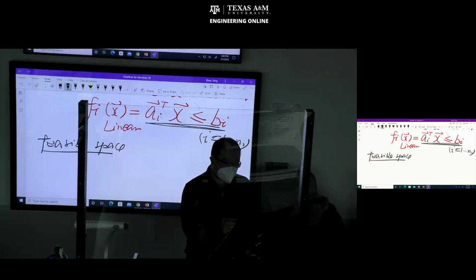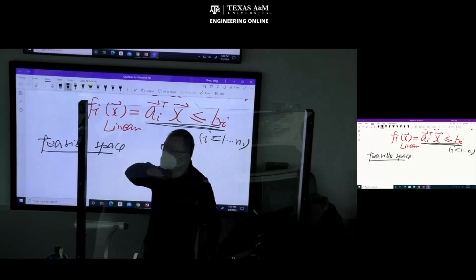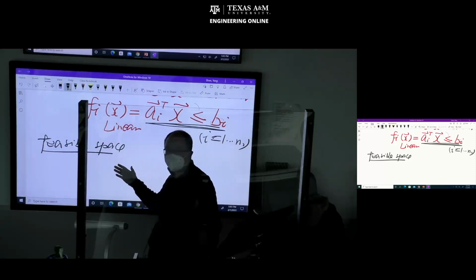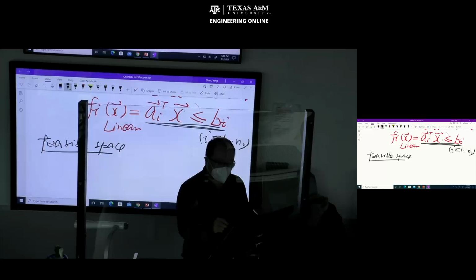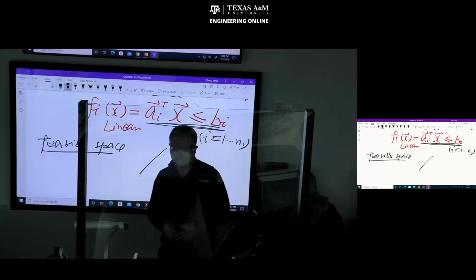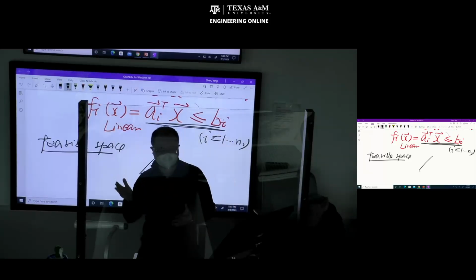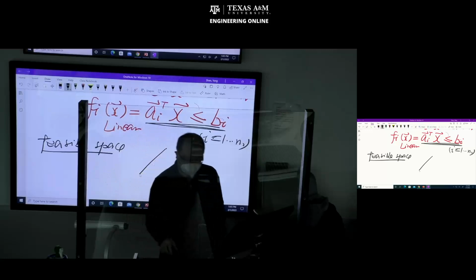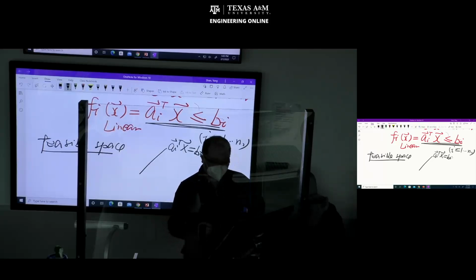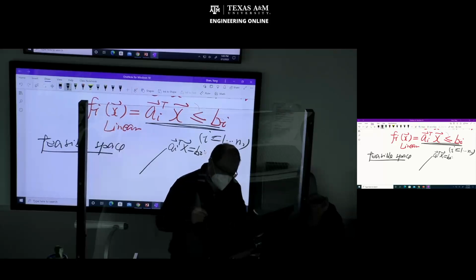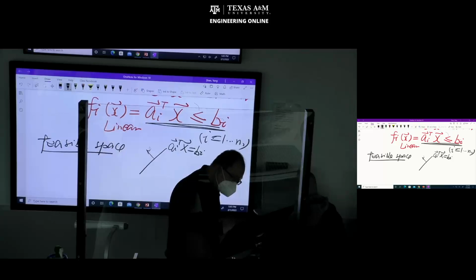And a_i transpose times x equal to b_i defines a plane, a hyperplane in that space. Okay? So let's say if it's a two-dimensional space, then a_i transpose times x equal to b_i is simply a line. But now let's regard this as the view of the hyperplane from one side, okay? We're looking into the board, right? So let's say that this is a_i transpose x equals b_i. So if it's less than or equal to, depending on where a_i is, so let's say a_i is going in this direction, right? So if it's less than or equal to, it means what?